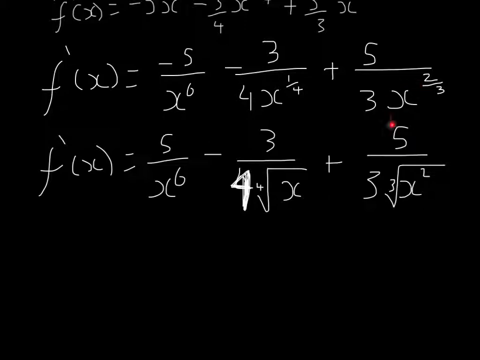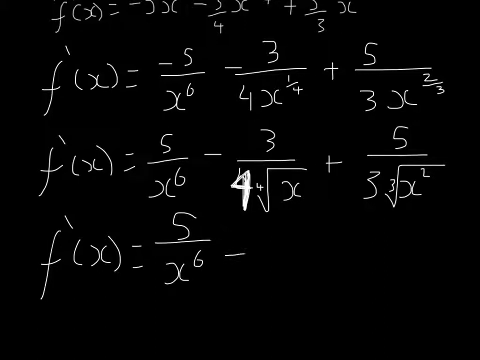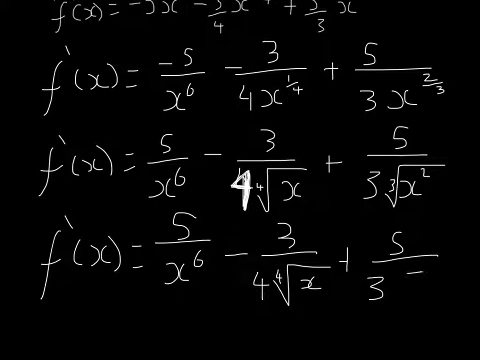Now over here we have x to the power of 2/3. That's exactly the same as x squared, and then cube root the whole thing, which brings us to the cube root of x squared. So our final answer for full marks, very clearly, f dash x equals 5 over x to the power of 6 minus 3 over 4 times the 4th root of x plus 5 over 3 and the cube root of x squared.